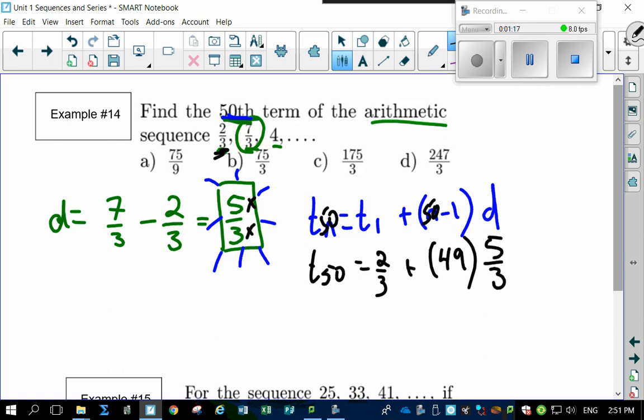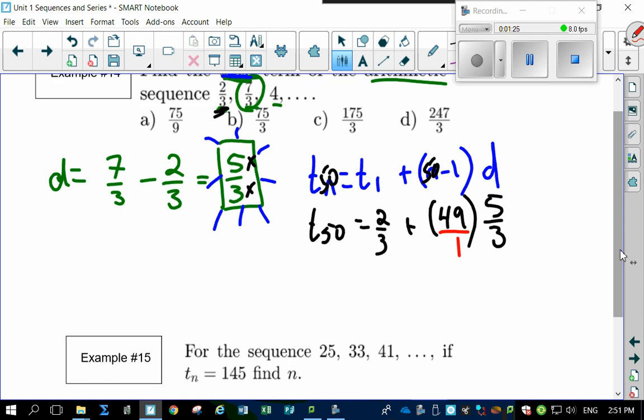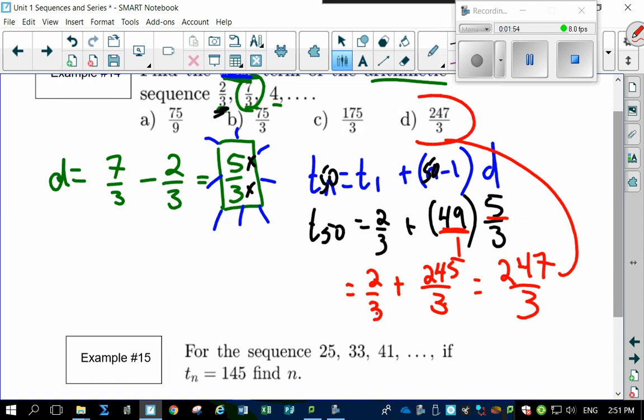Perfect. Now, yes, you're going to continue using a fraction here. Sorry. Fractions, grade 7 concept. You can handle it. This is 2/3 plus 49 times 5. Sure, you might need a calculator for something like that. If you use your calculator and go 49 times 5, this works out to be 245 thirds. So 2/3 plus 245 thirds works out to be 247 thirds. Guess what? Answer is D.